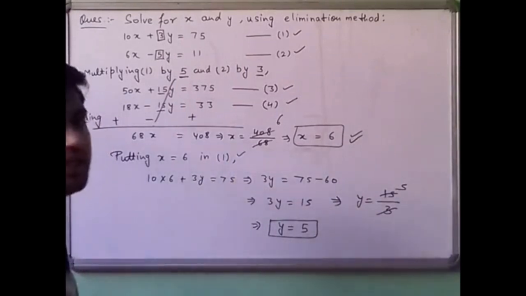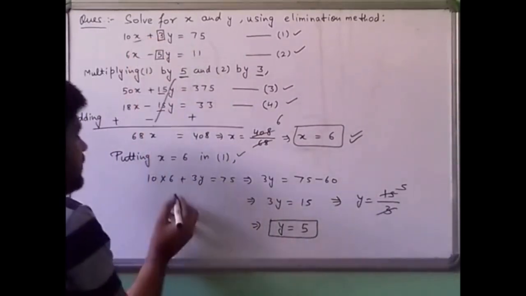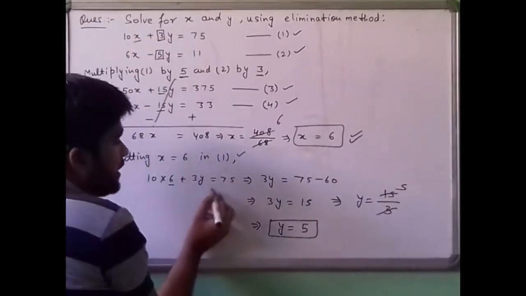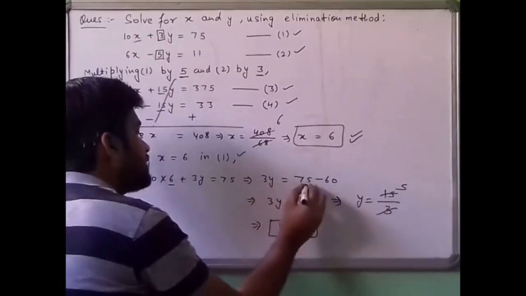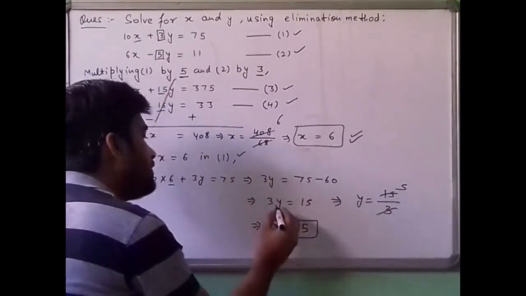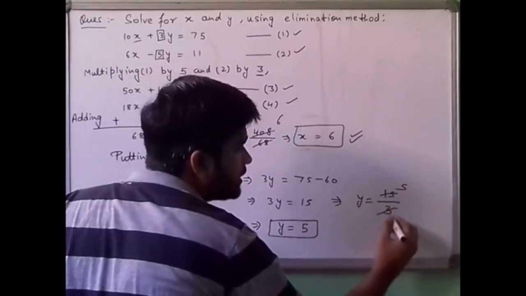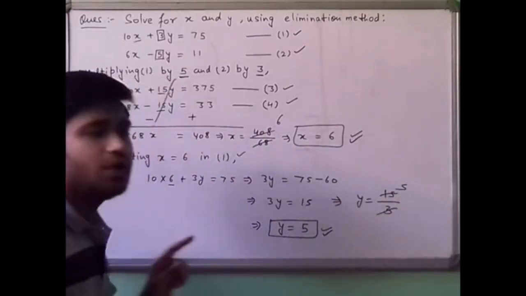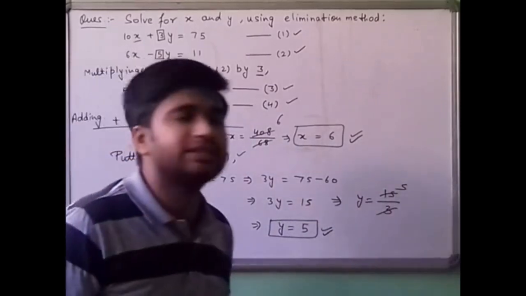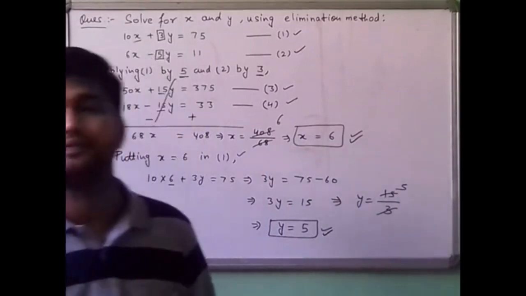Now putting x equal to 6 in equation number 1: 10 multiplied by x, the value of x is 6, plus 3y is equal to 75, or 3y is equal to 75 minus 60, 3y is equal to 15, and y is equal to 15 upon 3, 3 times 5 is 15, y is equal to 5. So the required solution is x equal to 6 and y equal to 5.